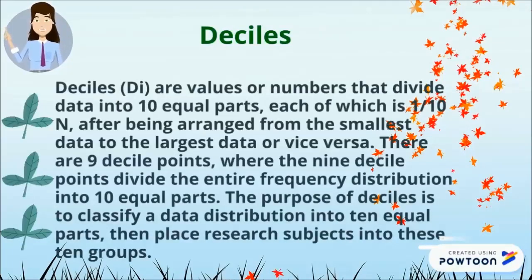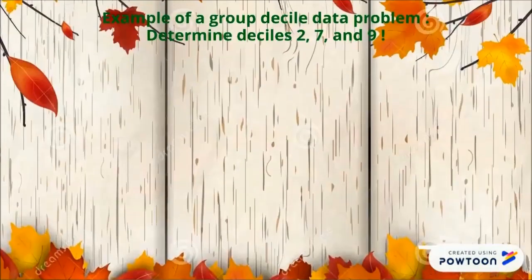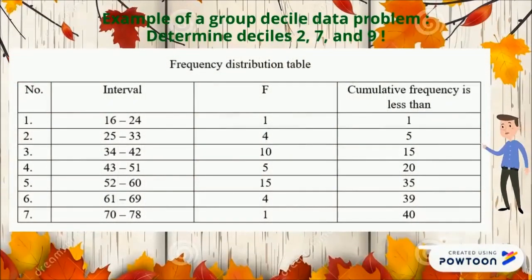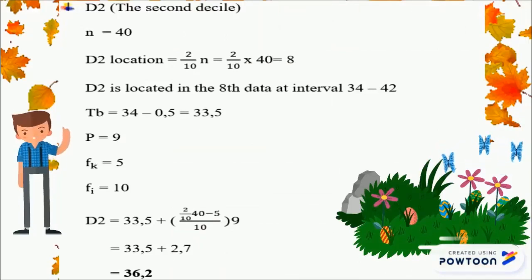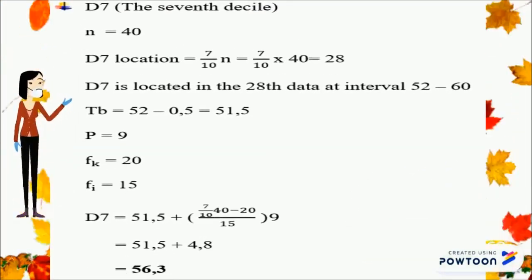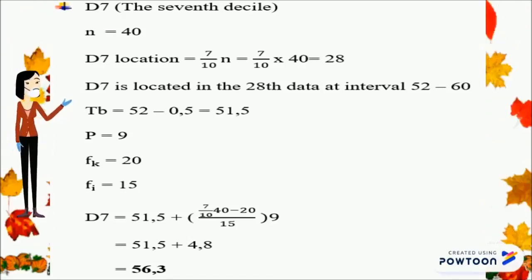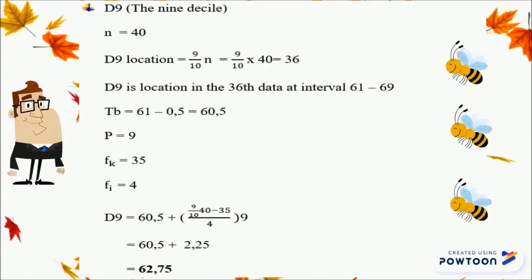Decile is a value that divides data into 10 equal parts. The decile data formula. Example of a group decile data problem. The second decile. The seventh decile. The ninth decile.